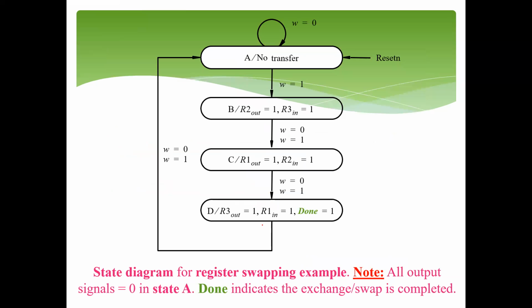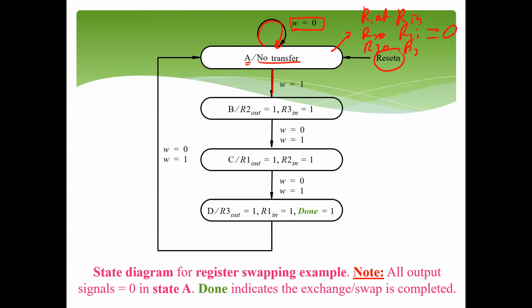Okay. Since I have the specification of my circuit, I can go ahead and draw the state diagram. So our first state, which we'll be resetting to, is state A, which means no transfer. No transfer, meaning R1 out, R1 in, R2 out, R2 in, and R3 out, R3 in, all equal to 0. Don't write your value to the bus and don't write any values to the register. And you're going to stay at this state as long as W equals 0, which is your only input.